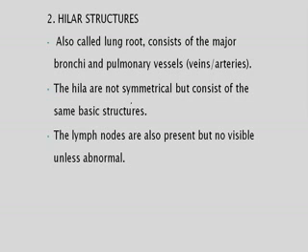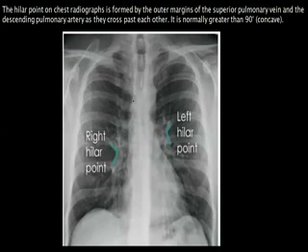Then hilar structures, also called the lung root. The hila are not symmetrical, but they consist of the same basic structures. Anyway, we can't differentiate those individual structures on X-ray. And sometimes lymph nodes are present. Usually small lymph nodes are present; they may not be seen. But when lymph nodes get enlarged, the hilar angle gets distorted. This is called the hilar point or hilar angle, which I showed you previously. It forms an angle.